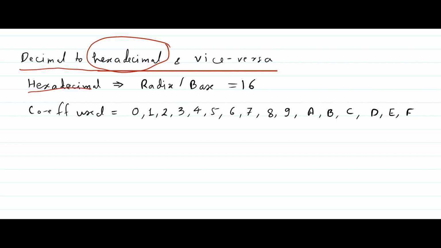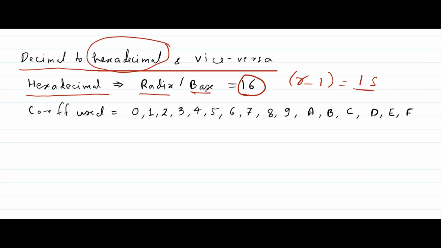So what is the hexadecimal number system? In the hexadecimal number system, the radix or base is 16. The number of variables used is normally r minus 1, right? So that will be 15 here, because r is 16, so 16 minus 1 is 15.